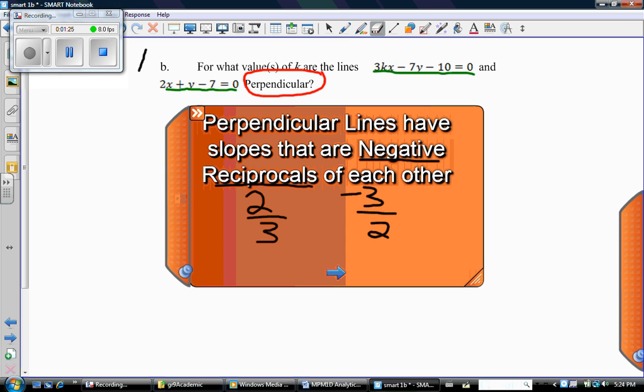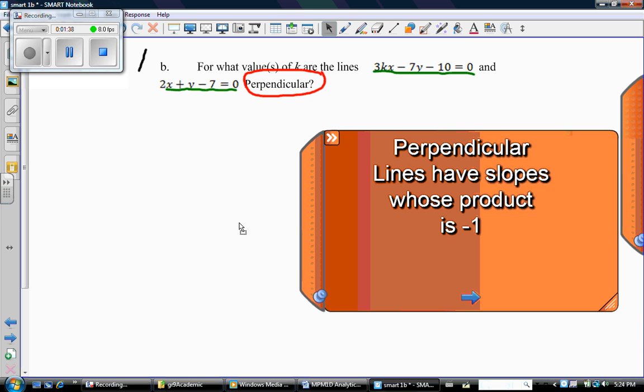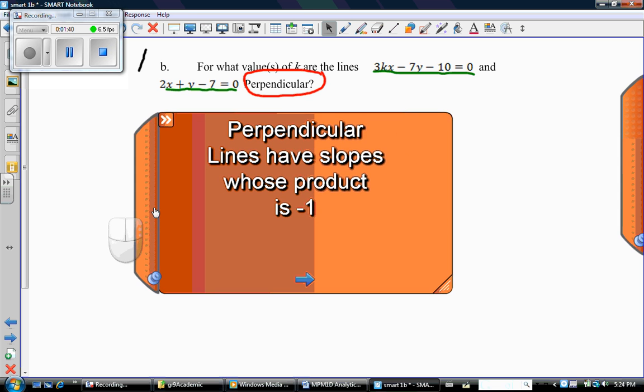And that's great, but there was another definition that we looked at when we studied perpendicular lines, and it's more important for this question to review that particular definition. So here it is. Perpendicular lines have slopes whose product is -1. So if you take their slopes, multiply them together, and your answer is -1, then you know you have perpendicular lines.